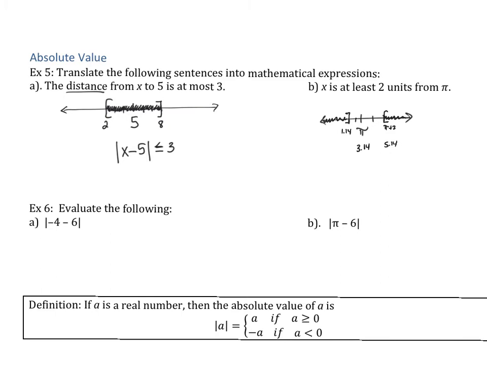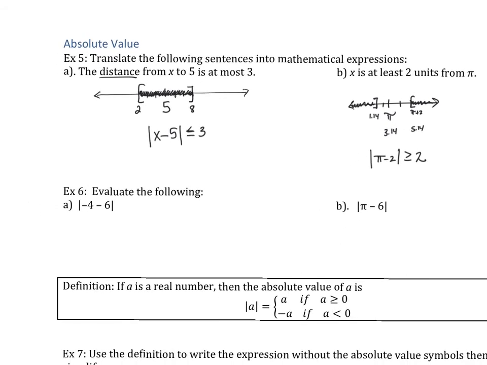Okay, so again, that's a distance problem. So I find the difference between x and pi, but since it's distance, it needs to be positive. And then that distance there has to be greater than or equal to 2. Okay, so absolute value is all about distance. So let's just evaluate a few of these.